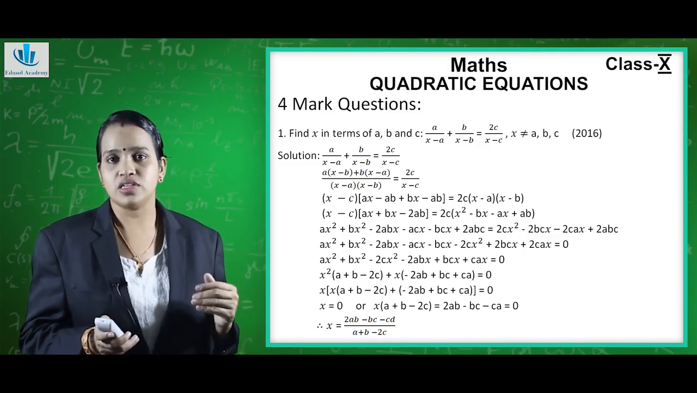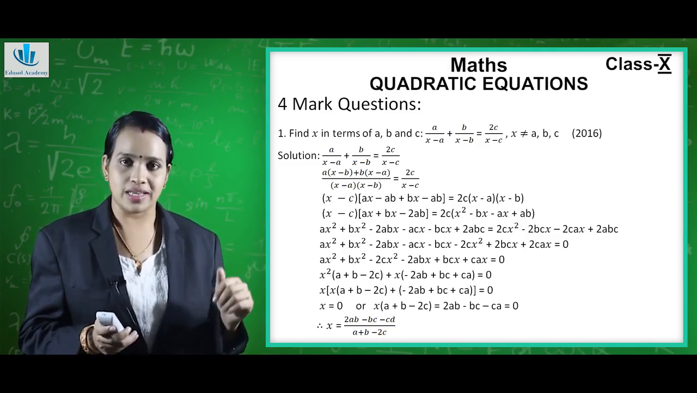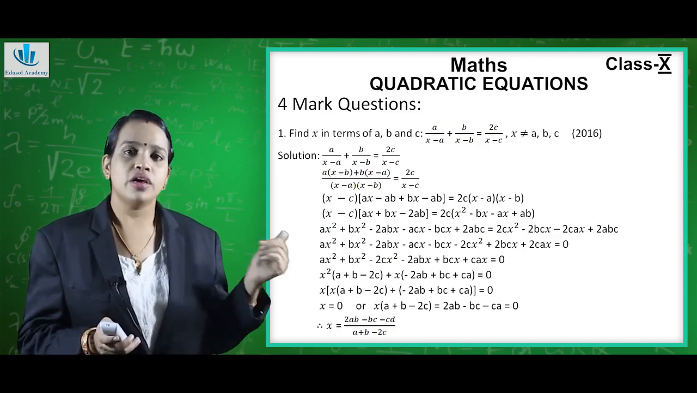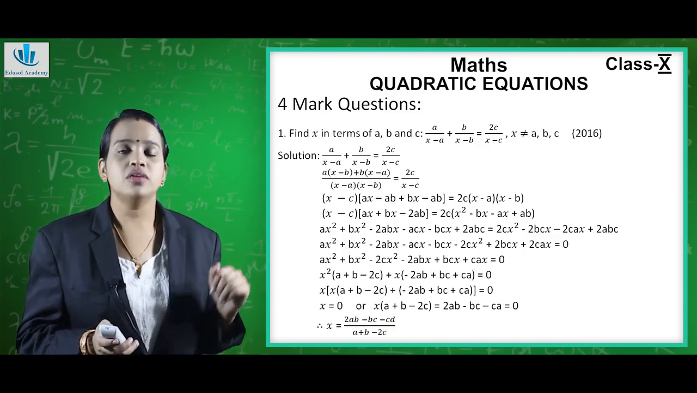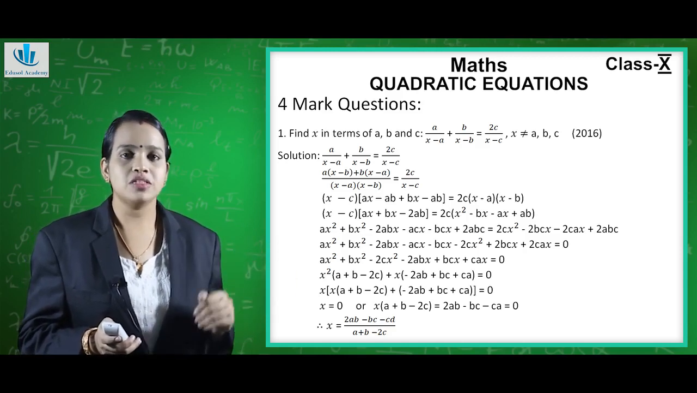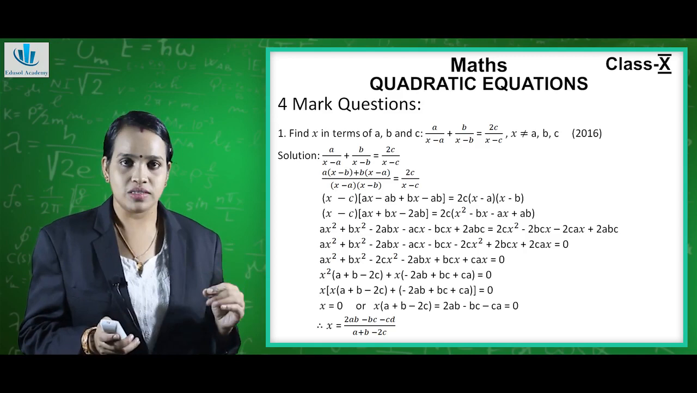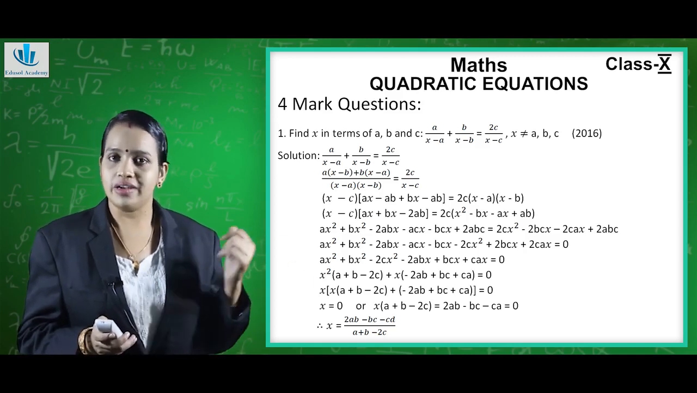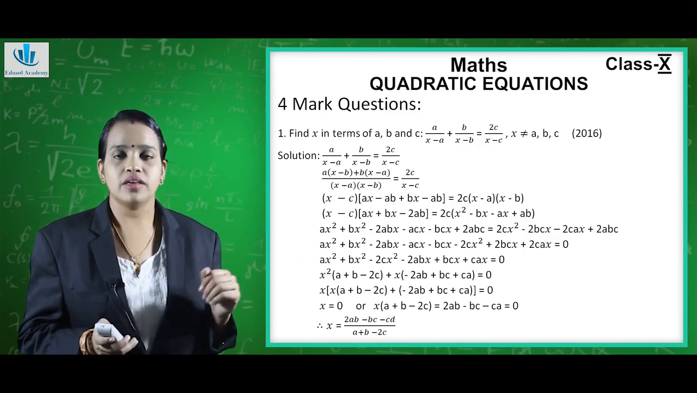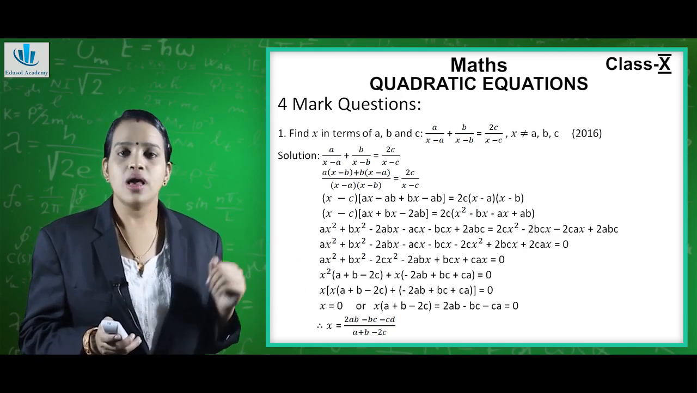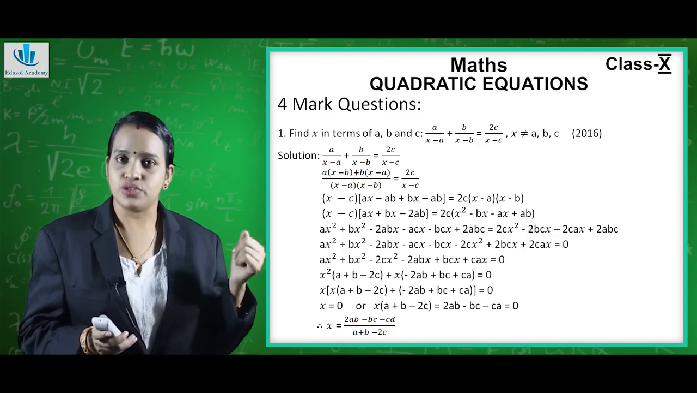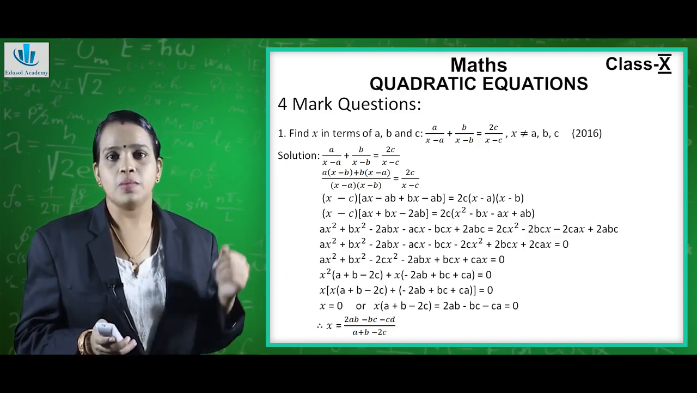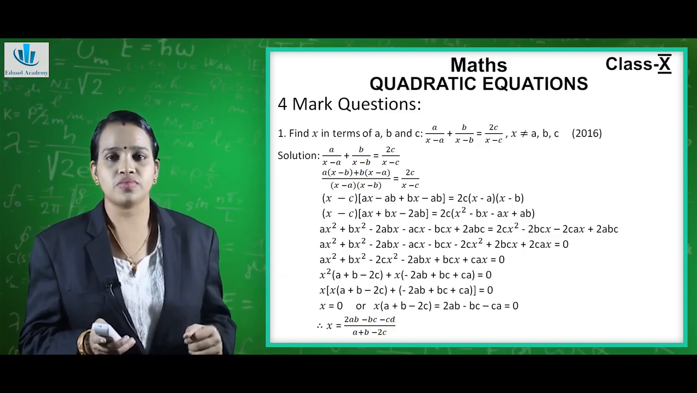Now we can take x raised to 2 as common, so it becomes x raised to 2 into a plus b minus 2c. Here also we can take x as common, so plus x into what remains, minus 2ab plus bc plus ca, which is equal to 0. Again we can take x as common, so x into x into a plus b minus 2c, plus here it remains minus 2ab plus bc plus ca, which is equal to 0.